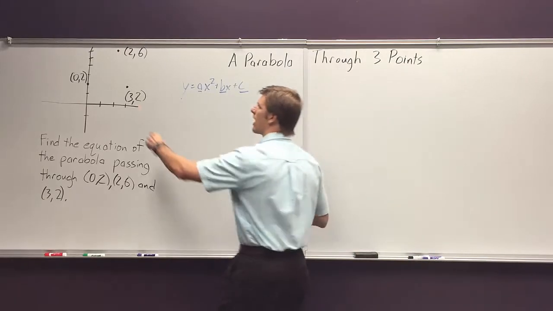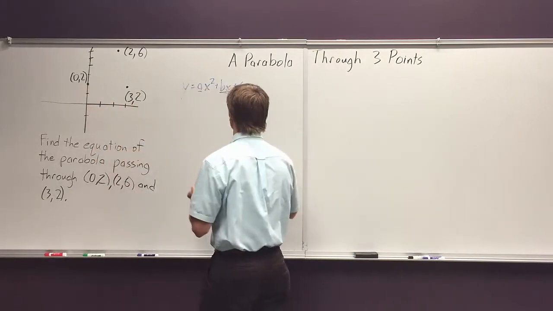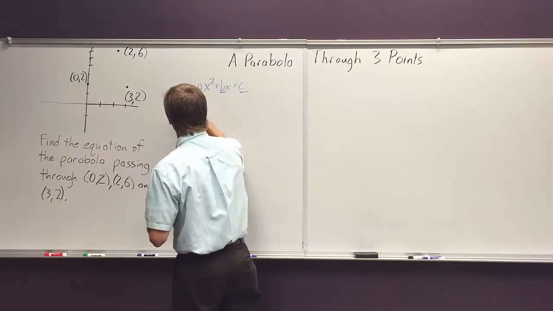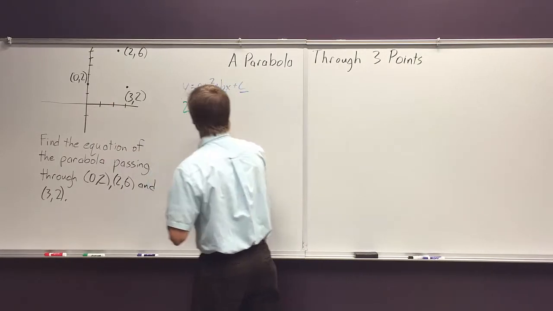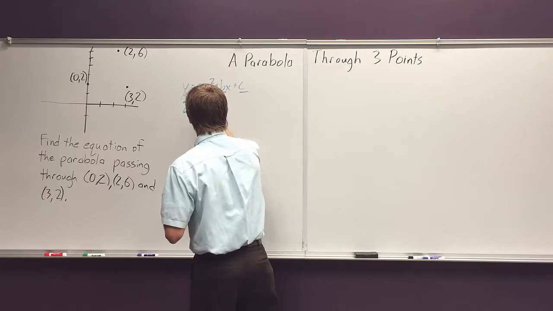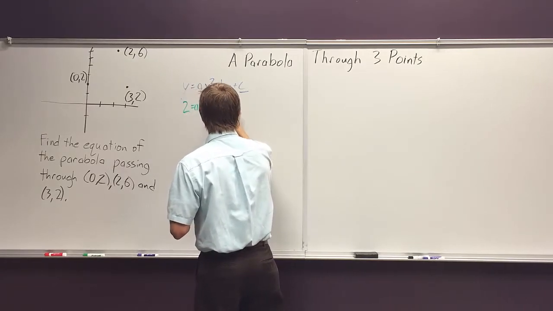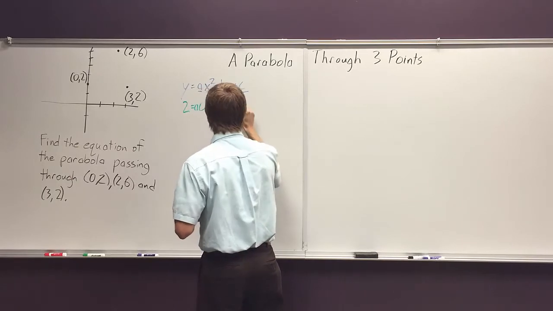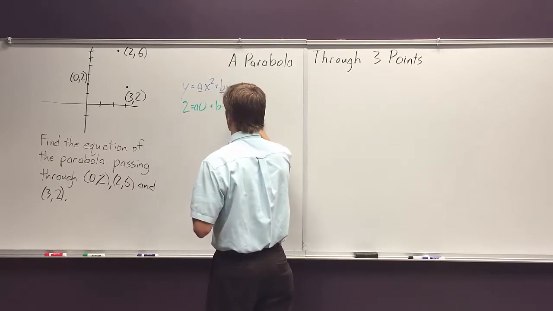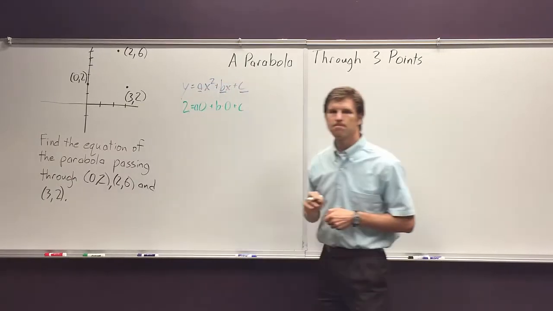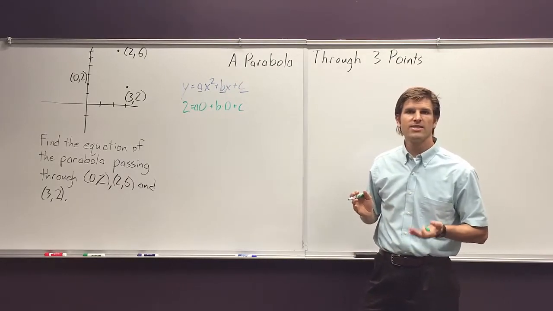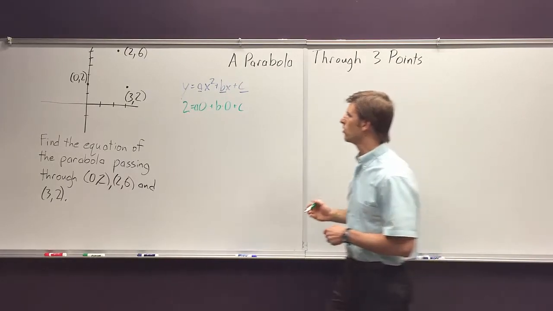So here's what will happen. I'll plug in this point. Notice what happens. When x is 0, y is 2. So 2 equals 0 times a plus 0 times b plus c. Well, what's that tell you? That tells you that c is 2.